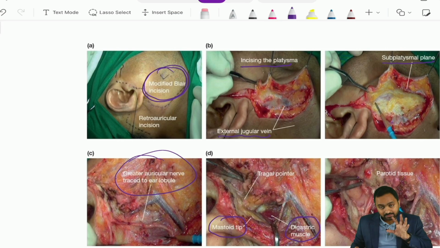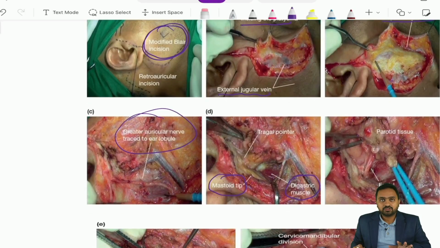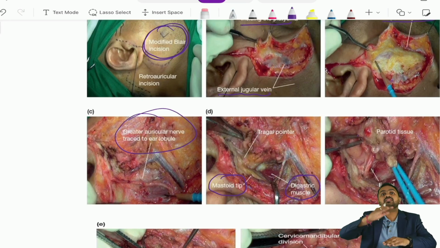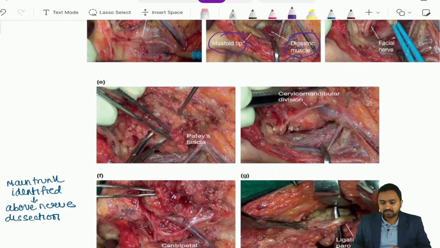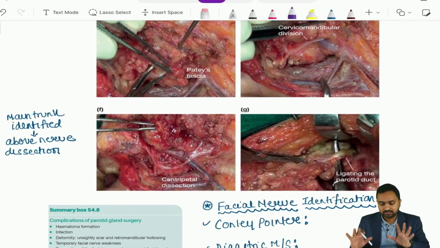Once your facial nerve is identified, we go for a centripetal dissection. Please just remember to identify the main trunk, and then we limit our dissection above this main trunk to avoid any injury to your facial nerve, and then we ligate your parotid duct.